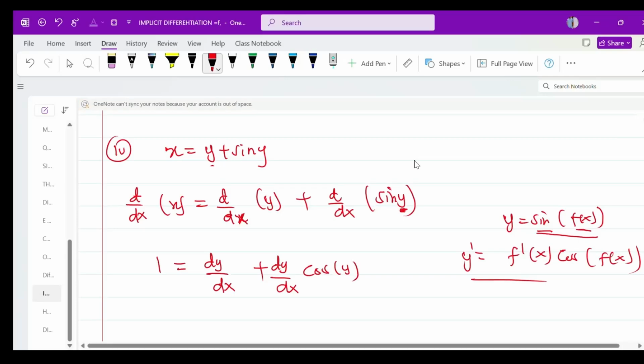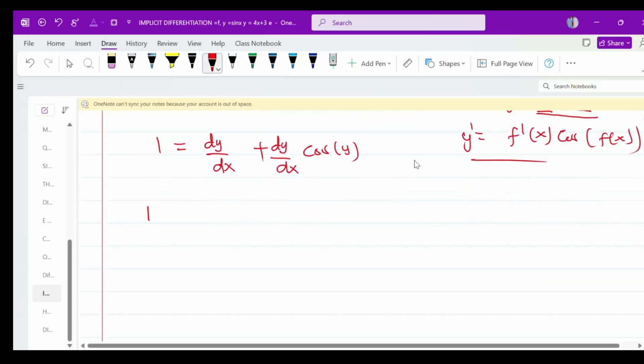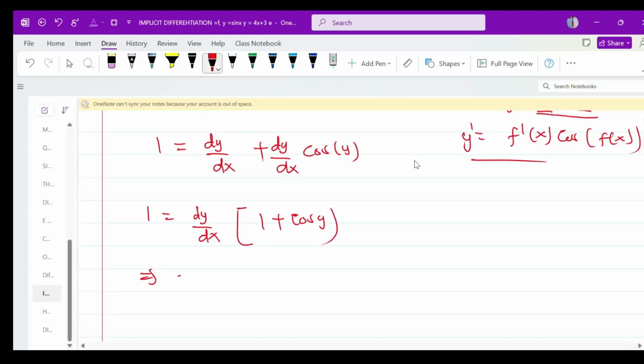Okay. So you have to make dy/dx a subject. So we are going to get 1 equal to dy/dx out, then we get 1 plus cos y. Okay, which implies that our dy/dx is equal to 1 over 1 plus cos of y.